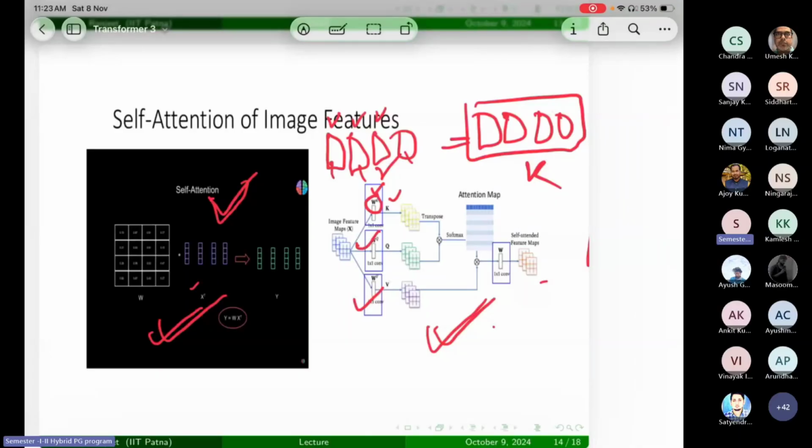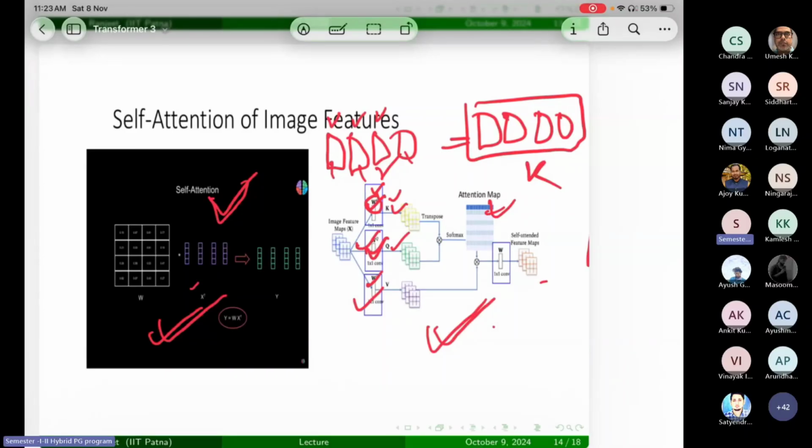Similarly for Q, the process is similar, just you are using different weights. So WK is different weights, WQ is different weights, WV has different weights. And you are getting K, Q, V values from these three things. Then you are finding the attention map with the help of K and Q, and then V is getting multiplied with that attention map.